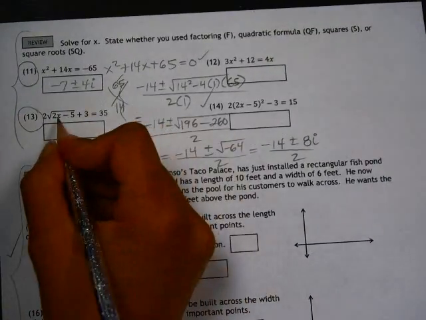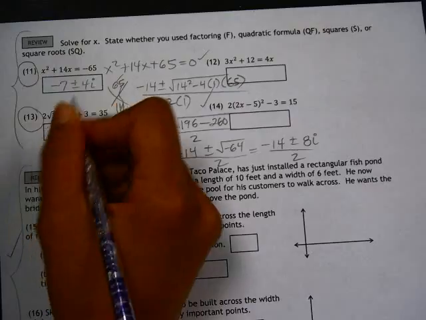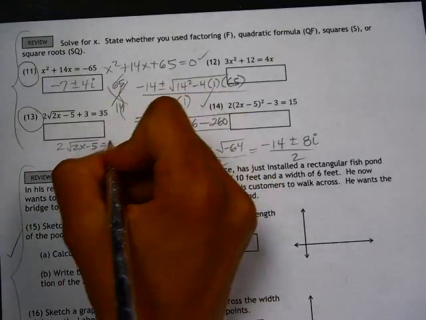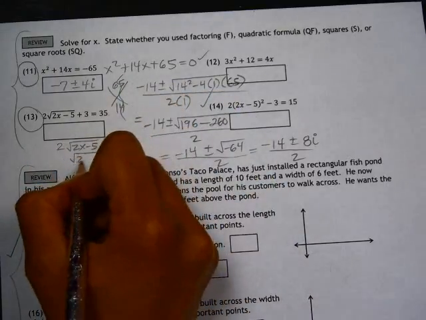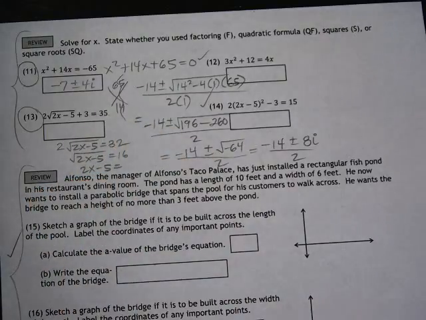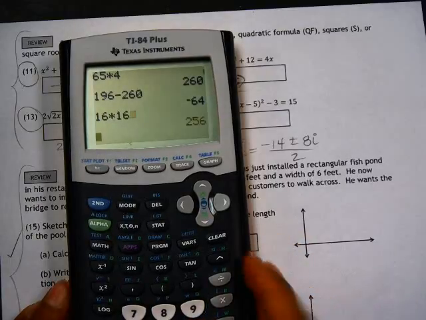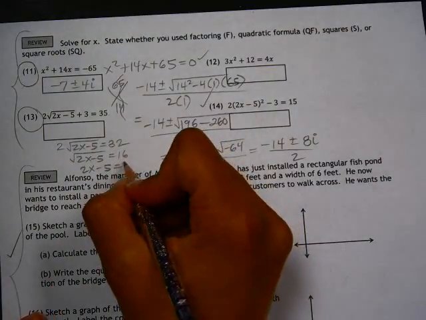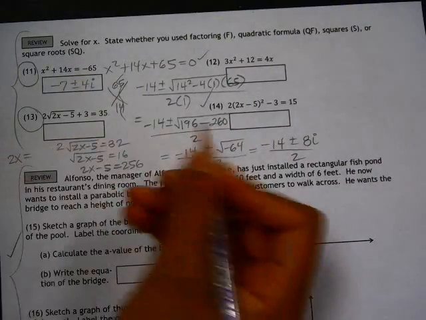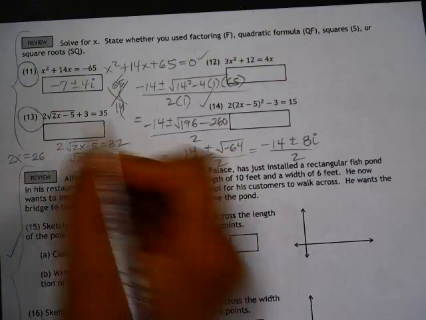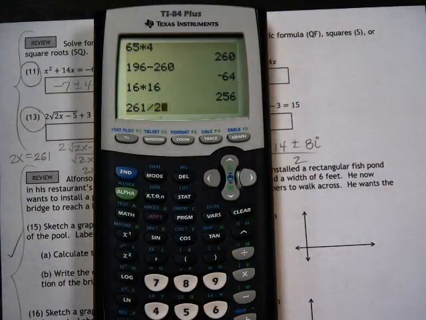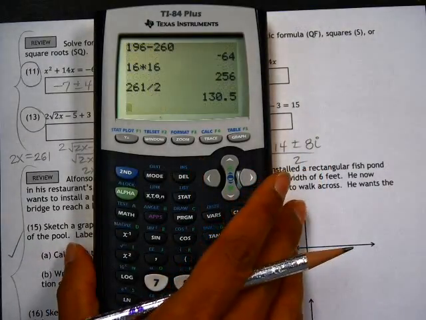All right, number 13, we have a radical equation. So to isolate the radical, we need to first subtract 3 from both sides, and then divide by 2, and then square both sides. So 16 squared, 16 times 16, will be 256. Add 5 to both sides, so that would be 2x equals 261. And then 261 divided by 2, we get a decimal or a fraction, 130.5.